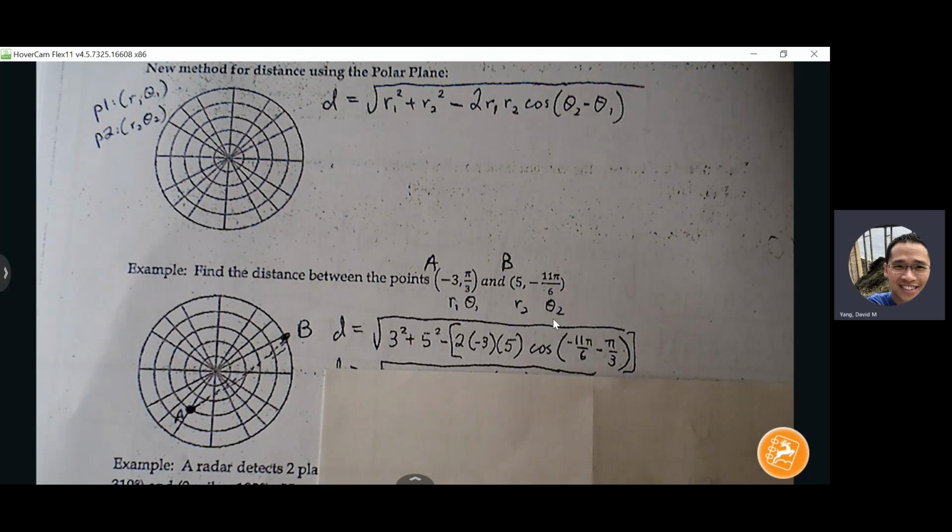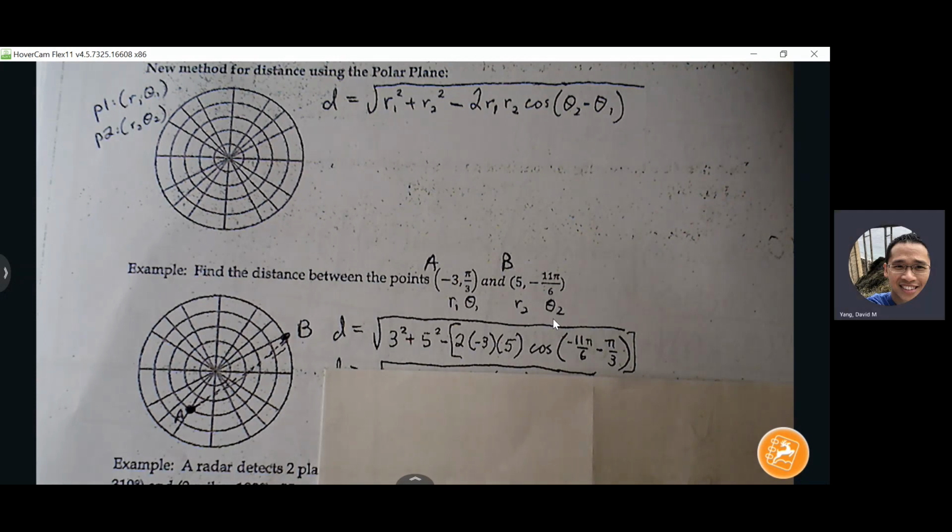Make sure, what mode should we be in here? Radiant mode, yeah, we don't see, right? So once I identified which one is R1 theta 1, R2 theta 2, I'm just inserting them into the formula. Okay.